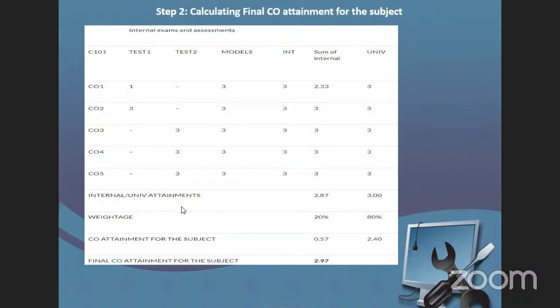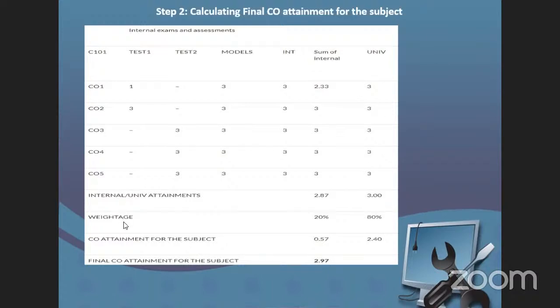Now, internal and university attainments. How I calculate this is just add all these values in the column, divided by 5. Divided by 5, you get this value 2.87. Similarly, add all these and divide by 5, you get this value 3.